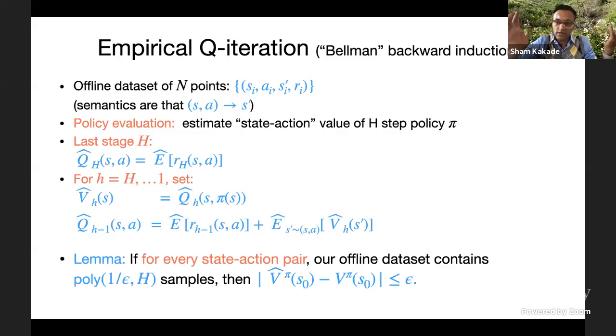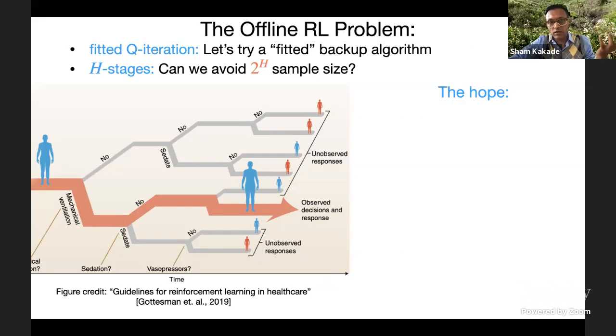And when does this work? Well, we know this is going to work if our data set has a reasonable number of samples at every state action pair. Okay, so this is just coverage, because it's a small problem. If we see every state action in our data set, we'll be able to estimate the value of the policy accurately. Okay, so for this one, we need coverage. And of course, this world is easy because the number of state actions are small.